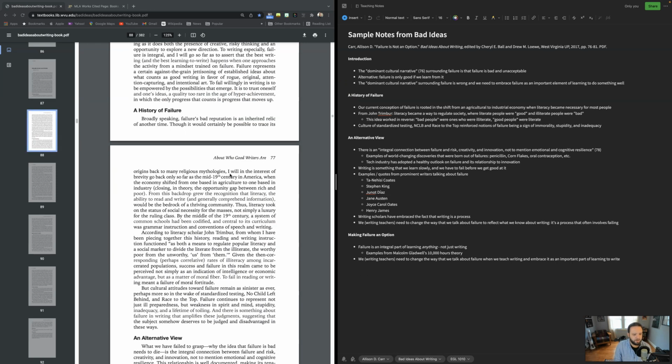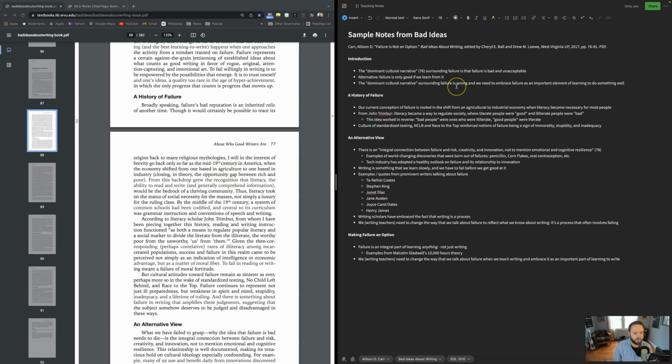And she opens up with a history of failure. So we've got a couple of paragraphs here. So in this first paragraph under history of failure, she points out how our current conception of failure is rooted in this shift from an agricultural economy to a more industrial economy, when literacy became necessary for a lot of people.